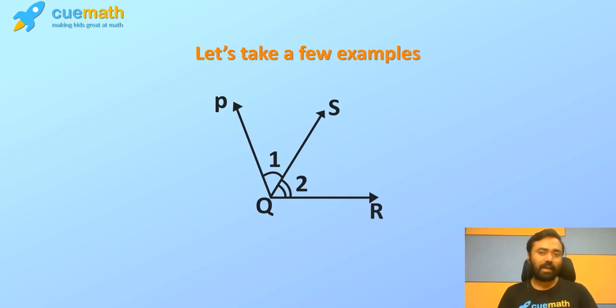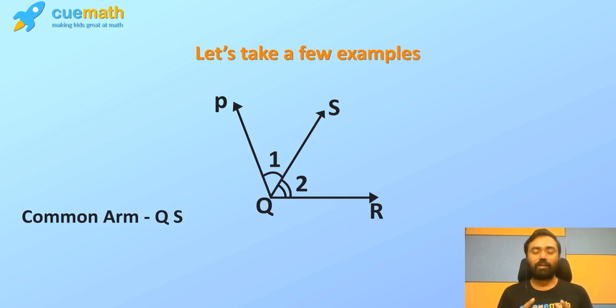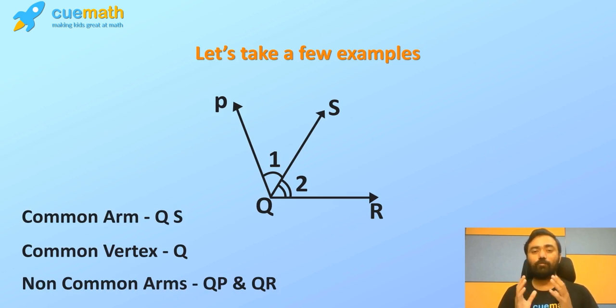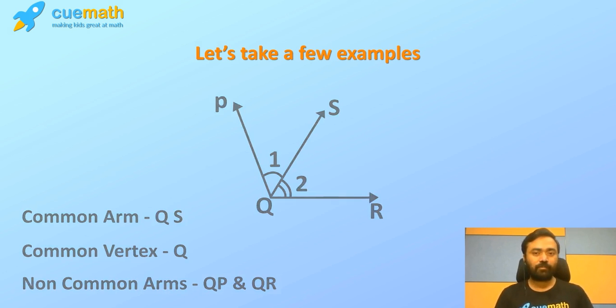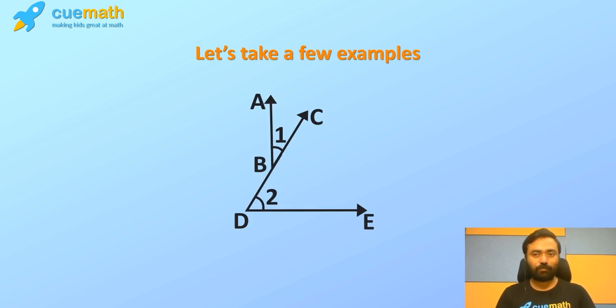So in this first diagram, we have been given two angles, angle 1 and angle 2, such that the common arm between the two angles is QS. The common vertex between the two angles is Q, and the non-common arms, which are present on the opposite sides of the common arm, are QP and QR. So by definition, we can say that angle 1 and angle 2, in this example, are alternate angles. Let's now move on to the next example.